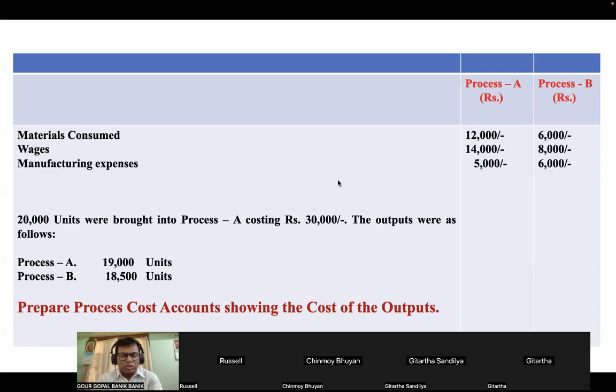There may be 5 processes, there may be 10 processes, there may be 3 processes. And if I explain this question to you, if you understand this question properly, then you can answer any other questions. At least you will understand 70, 75 percent of any other question in the world of process costing, if you understand this one basic question which I have made for you. And of course, I'll be with you for your queries later on.